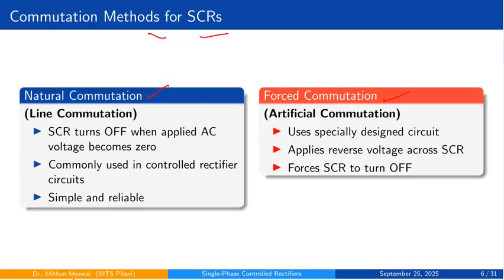In natural commutation, which is basically the line commutation, the SCR will be turned off when the applied AC voltage becomes 0. This is commonly used in control rectifier circuits. It is simple and also reliable. But forced commutation is the artificial commutation where we use a specially designed circuit, and this will apply the reverse voltage across the SCRs and force the SCR to turn off.